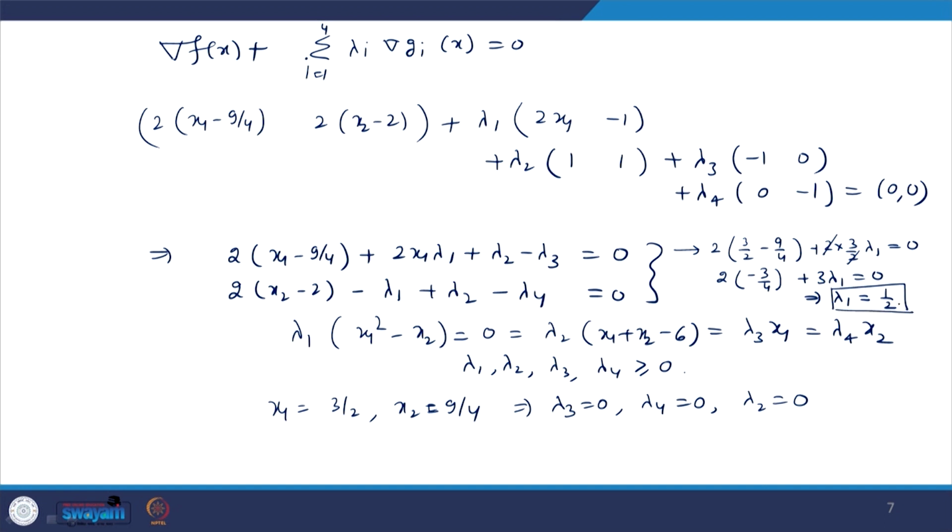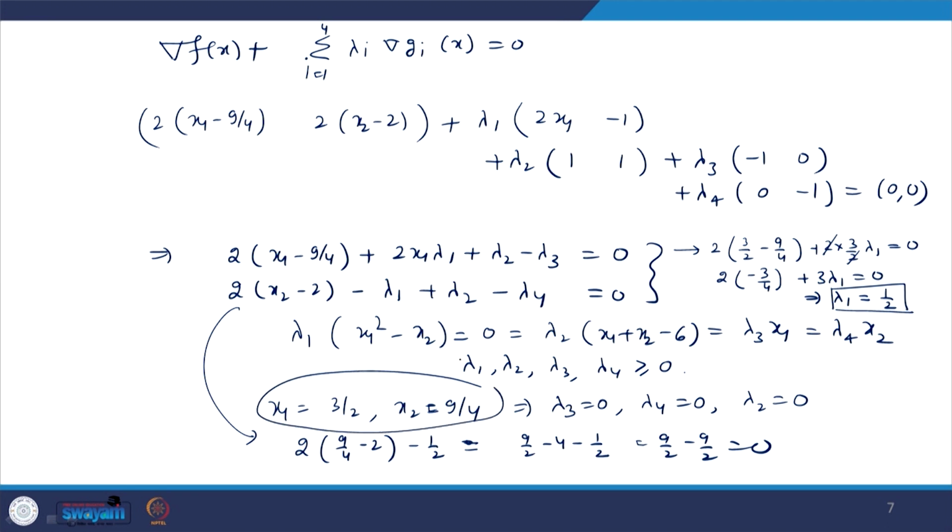Now only one condition left: lambda 1 is also non-negative. Only one condition to check. So, let us compute it here. 2 into 9/4 minus 2 lambda 1, where lambda 1 is 1/2, lambda 2 is 0, lambda 4 is 0. So, this must be 0. Let us check. This is 9/2 minus 4 times 1/2, so this is again 9/2 minus 9/2, which is 0. That means this condition is also satisfied. Hence, we can say that this point satisfies all the KKT conditions.